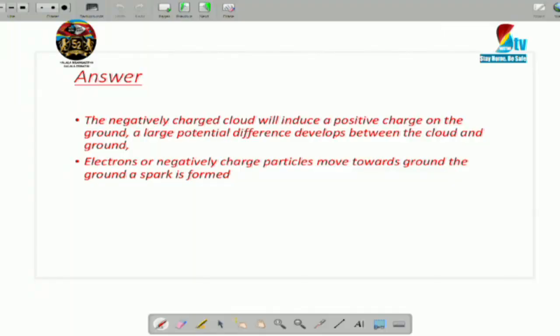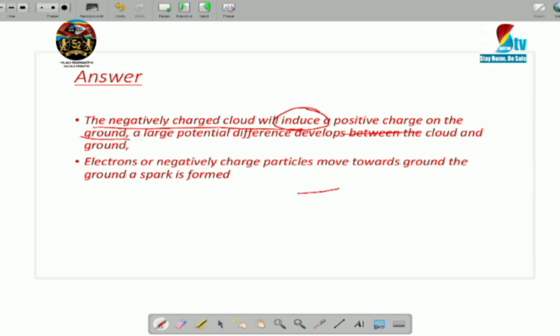So let's just recap on the answer together. The negatively charged cloud, as we have been instructed, will induce a positive charge on the ground. Those are important things that need to be mentioned. The positive charge is induced on the ground.